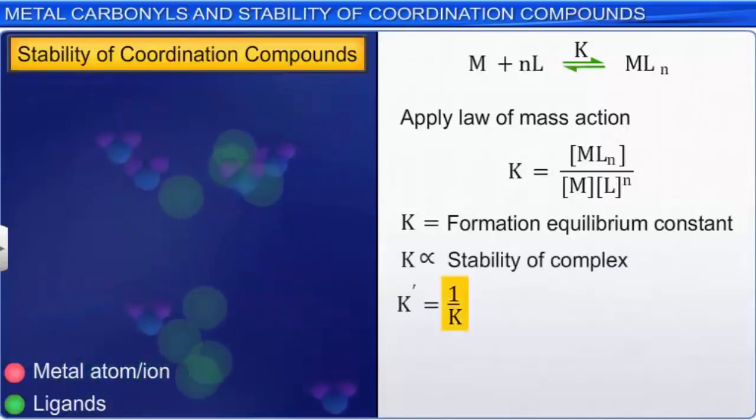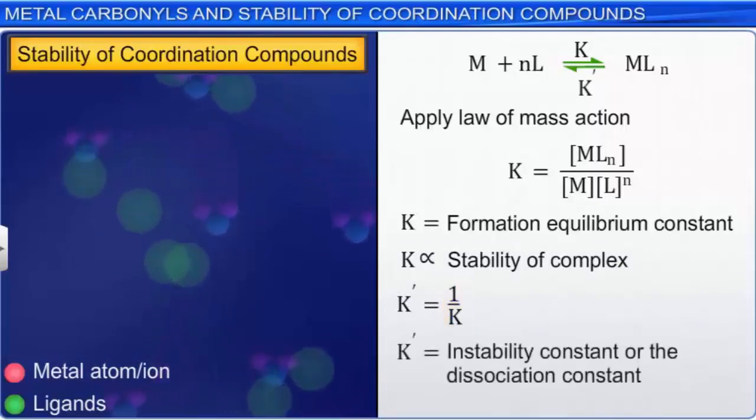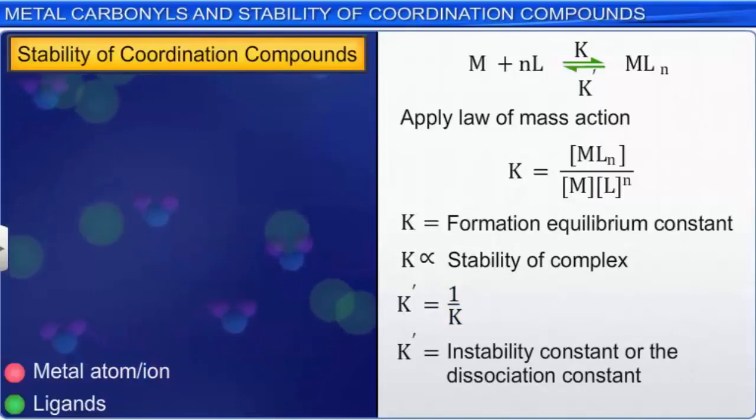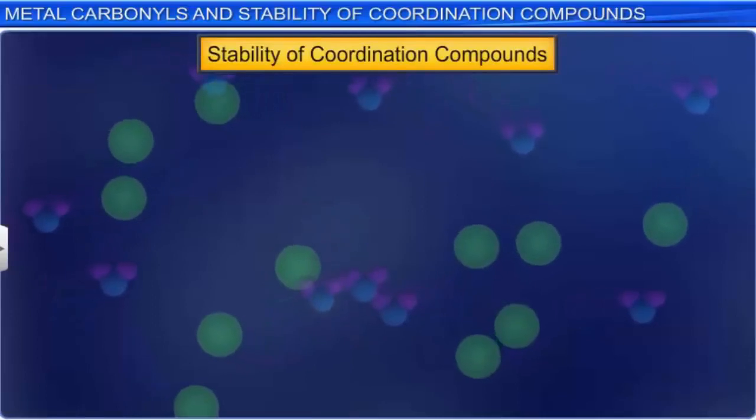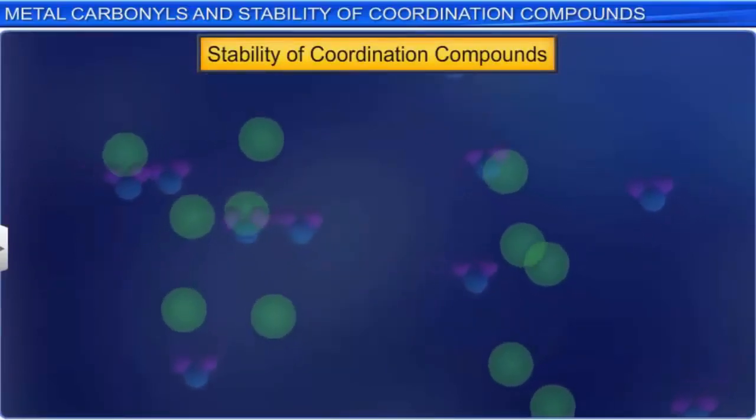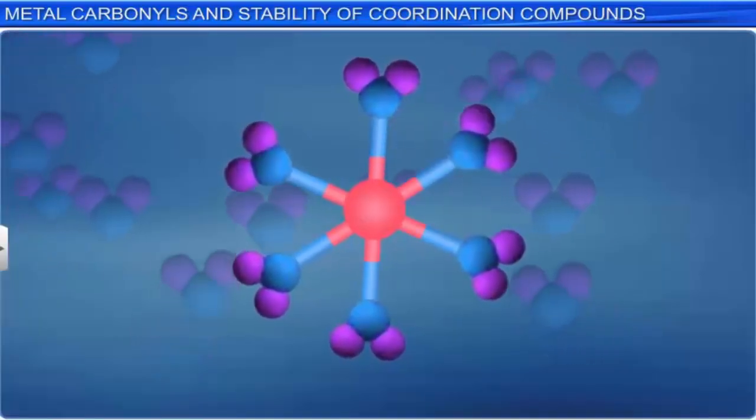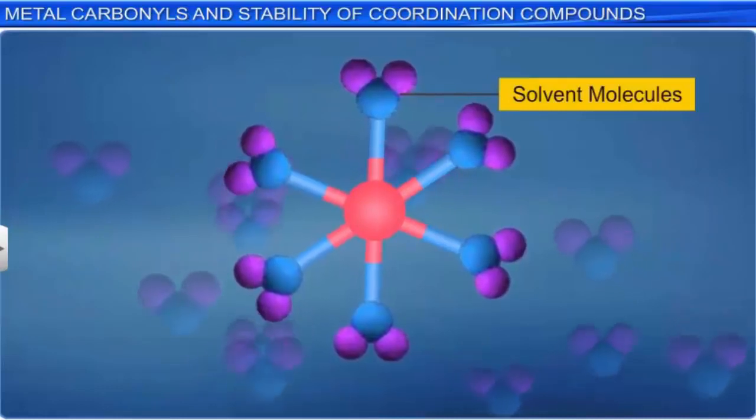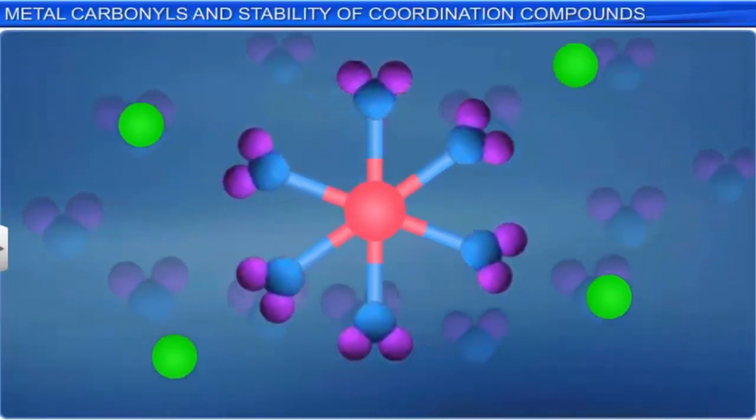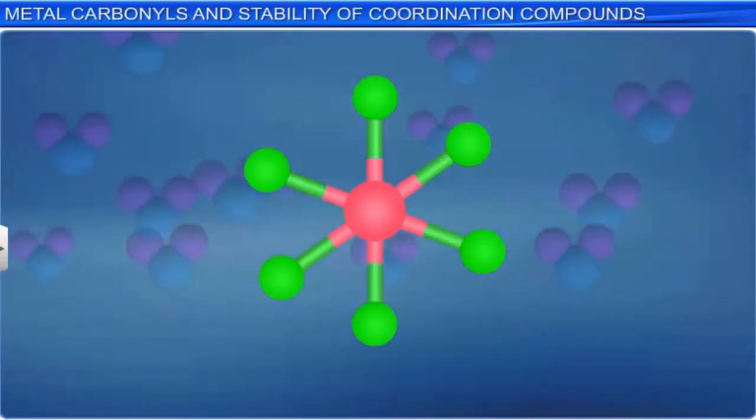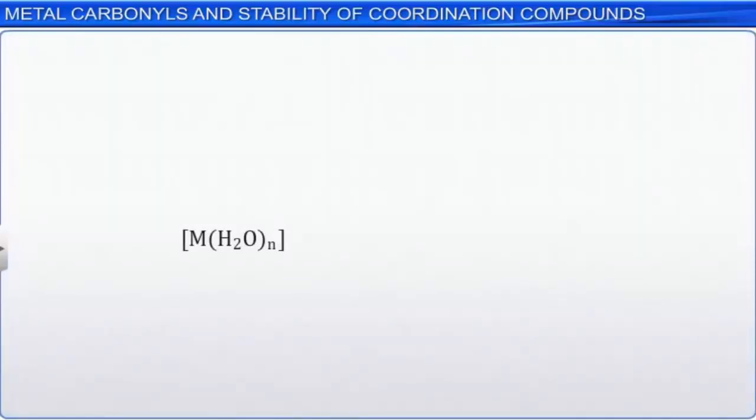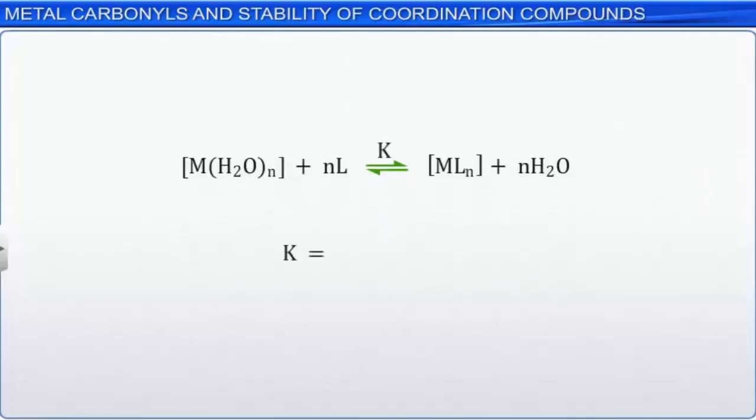It is important to note that as free metal ions rarely exist in a solution, complex formation reactions are usually studied in solutions. Metal ions are usually surrounded by solvent molecules that will compete with the ligand molecules and be successively replaced by them. Consider the reaction M(H2O)n plus nL in equilibrium with MLn plus nH2O. The stability constant for this equation can be written as K is equal to the concentration of MLn divided by the concentration of M(H2O)n multiplied by L raised to the power of n. Note that the molar concentration of water is ignored because its concentration remains almost constant.